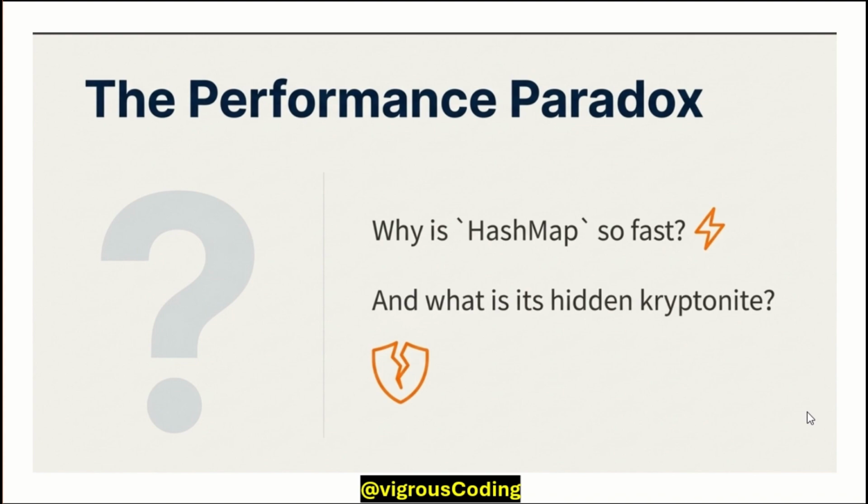So the question is, why is HashMap fast? HashMap is known for being very fast, with O(1) performance. But here the interviewer asks, is HashMap always O(1)? The answer is no. It depends upon how well keys are distributed and how collisions are handled.